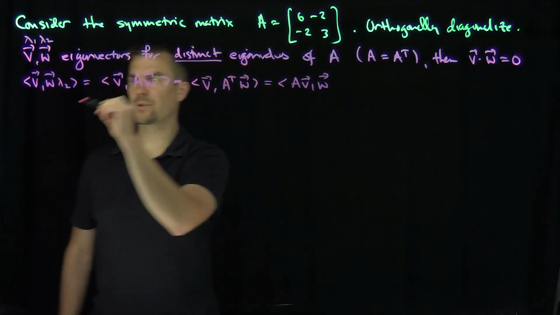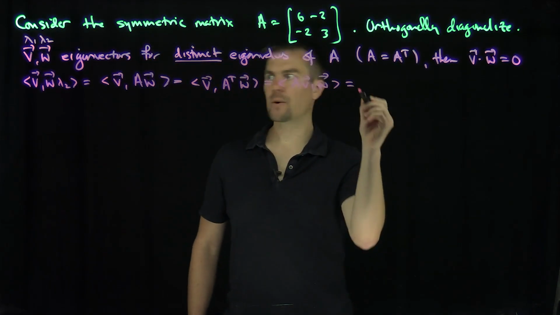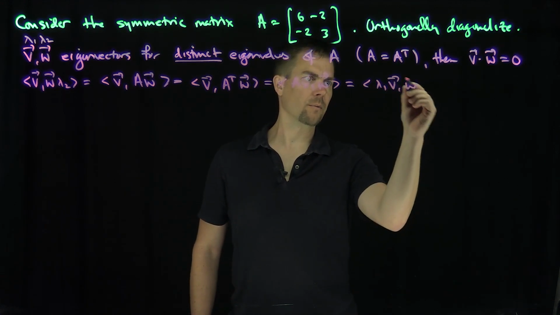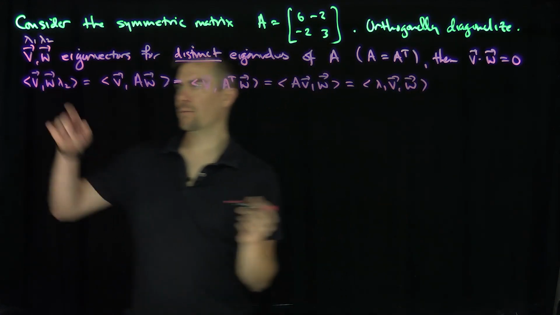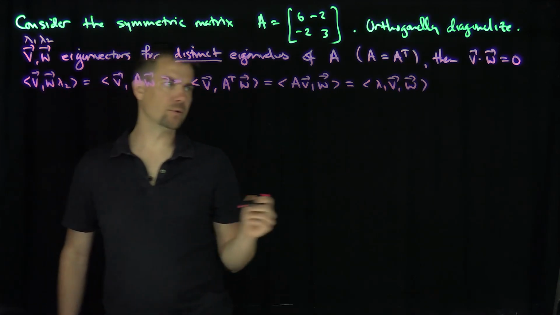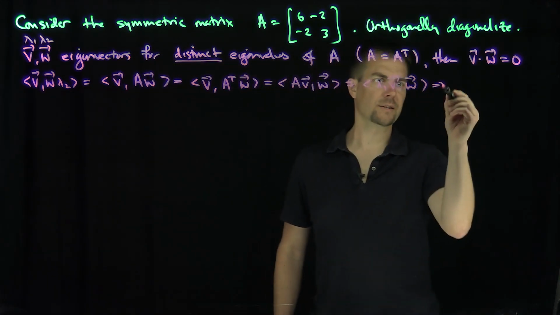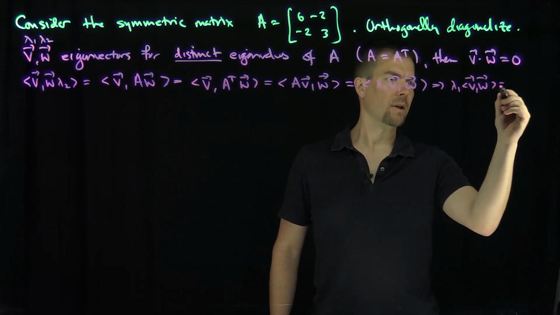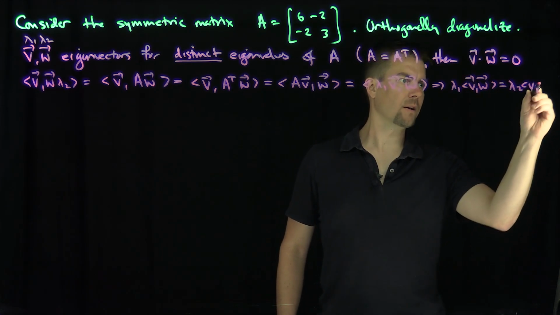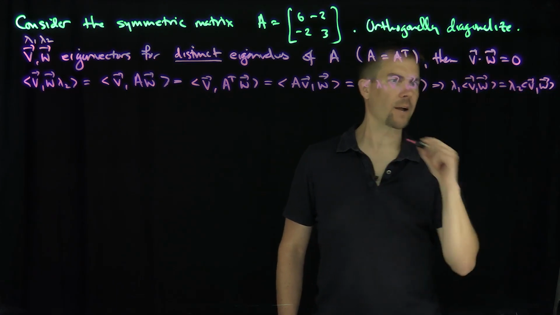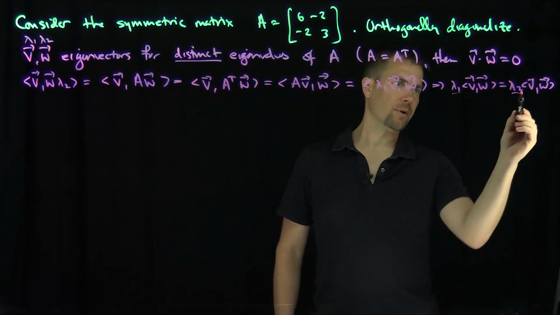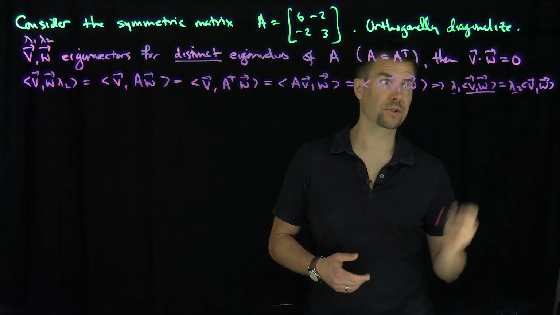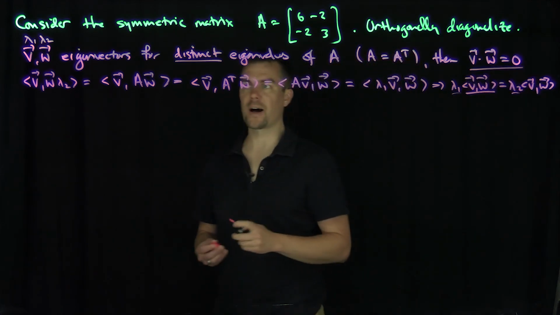And A V is equal to lambda 1 V, so this is lambda 1 times the inner product of V and W. These are real numbers, so I can pull out the lambda 2. This implies that lambda 1 <V, W> is equal to lambda 2 <V, W>. But I know that lambda 1 and lambda 2 are not equal to each other, so I can subtract those things. That forces <V, W> to be equal to 0, so they are orthogonal to each other.